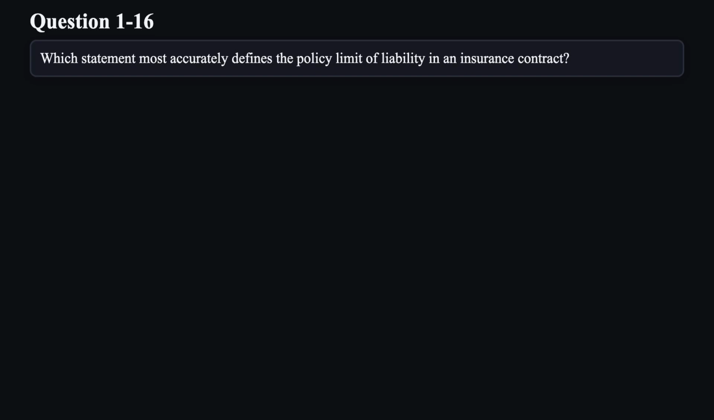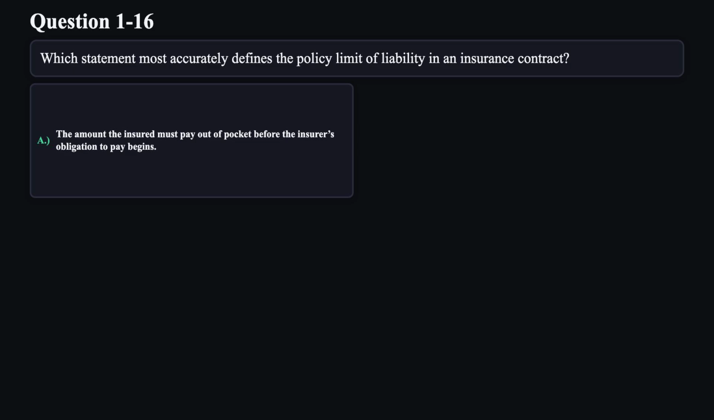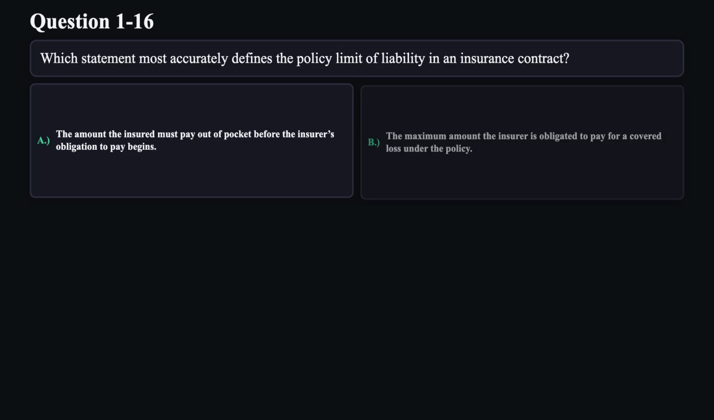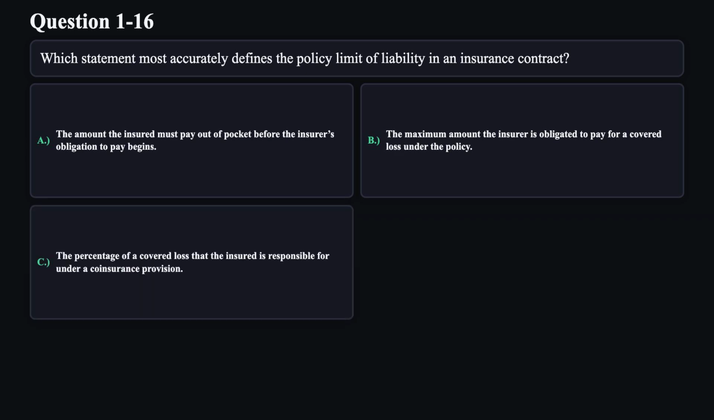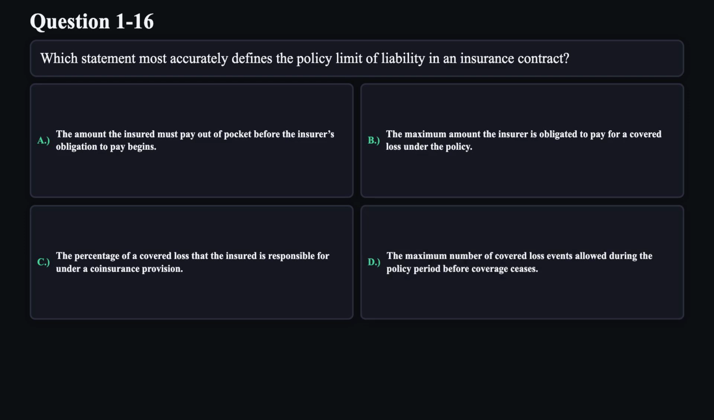Question 16. Which statement most accurately defines the policy limit of liability in an insurance contract? A. The amount the insured must pay out of pocket before the insurer's obligation to pay begins. B. The maximum amount the insurer is obligated to pay for a covered loss under the policy. C. The percentage of a covered loss that the insured is responsible for under a coinsurance provision. D. The maximum number of covered loss events allowed during the policy period before coverage ceases.